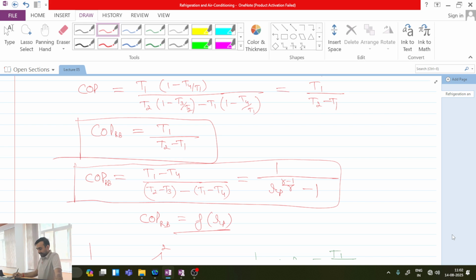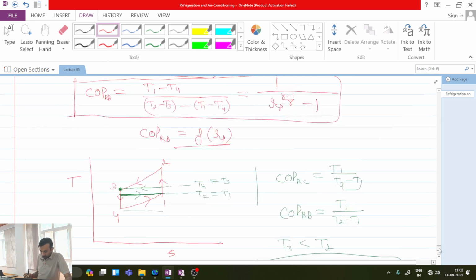T1, and it is also expressed in terms of the pressure ratio of the cycle, Rp to the power gamma minus 1 by gamma, whole minus 1. Okay, and this relation tells us that when we increase the pressure, the COP of the reverse Brayton cycle decreases.